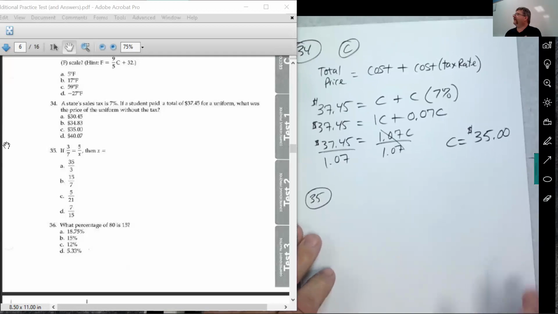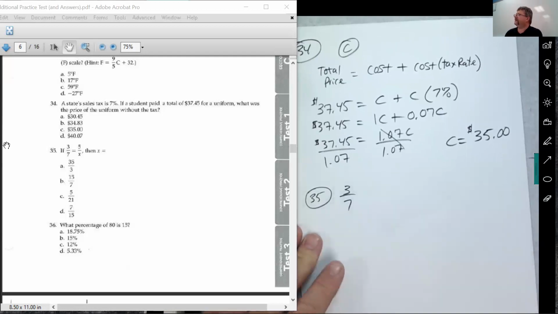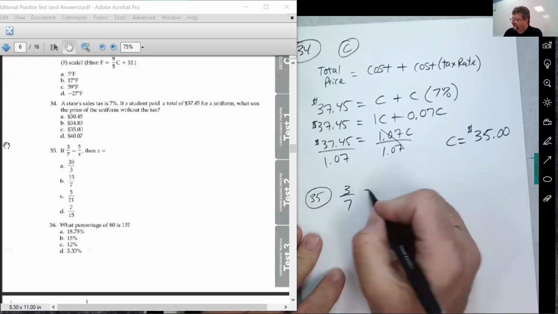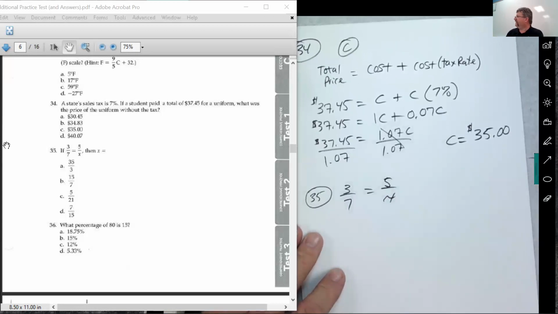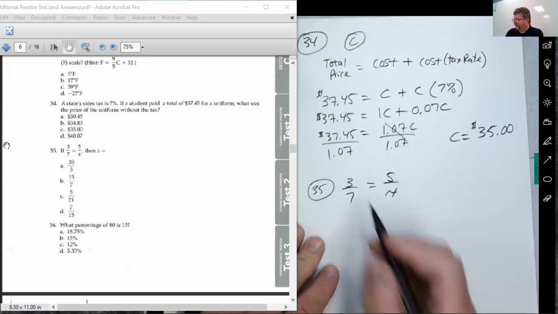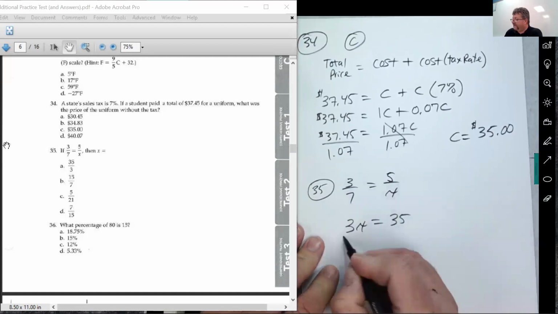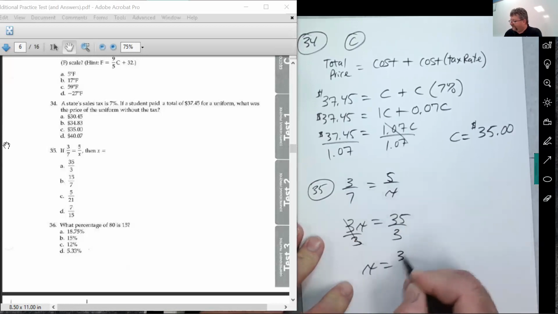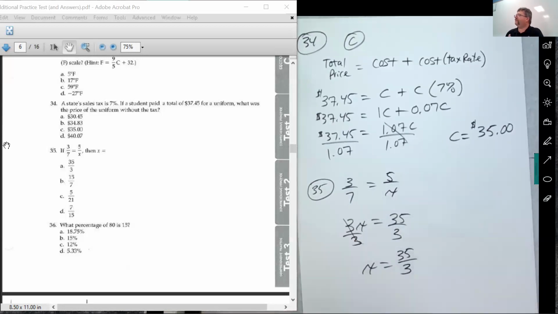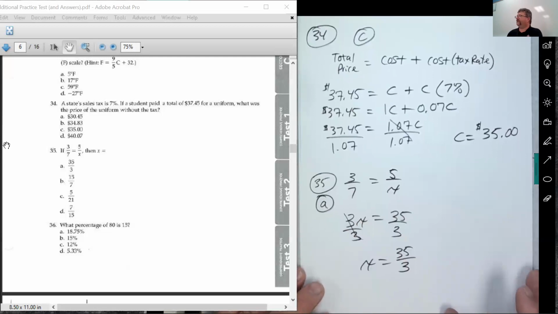35. If, it just sets it up for us. Look at that, classic proportion. If 3/7 equals 5 over x, we didn't even have to think about this one, figure out what x is. Okay, cross multiply and we're home free. 3x equals 7 times 5 is 35. Divide by 3, divide by 3. X equals 35 over 3. We scope out our choices. We see choice A is right there. And we've got it. Okay, so that was pretty easy.